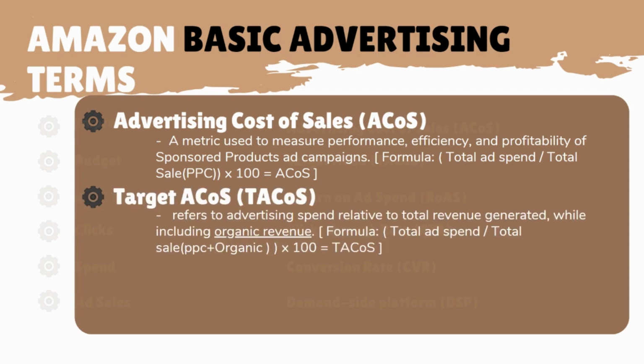Next is the target ACoS, or the TACoS. It refers to advertising spend relative to the total revenue generated, including organic revenue. The formula of TACoS is the total ad spend over the total sales from PPC and organic, times 100. That will be our TACoS.